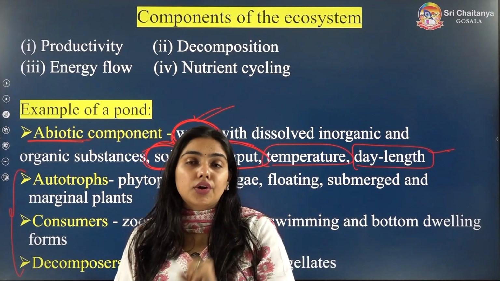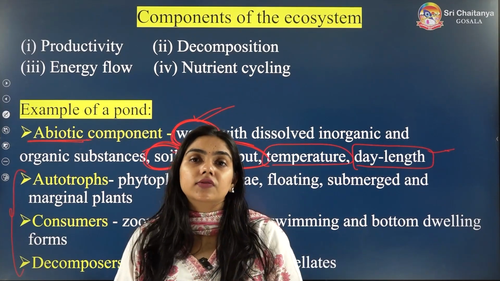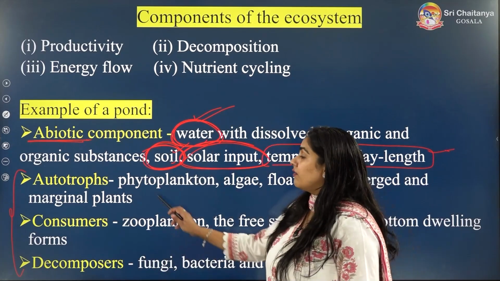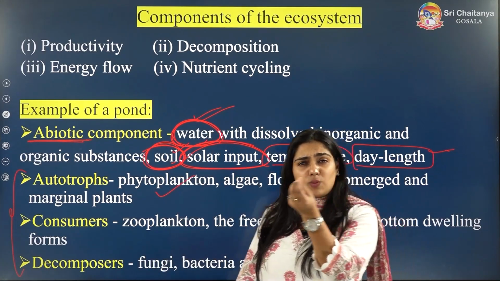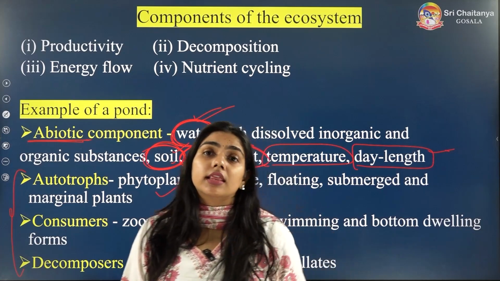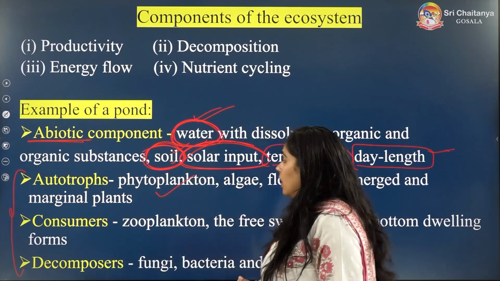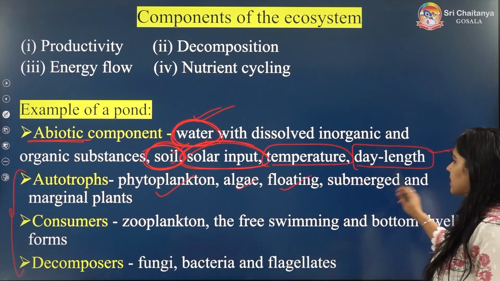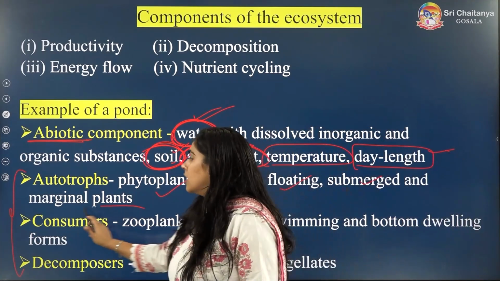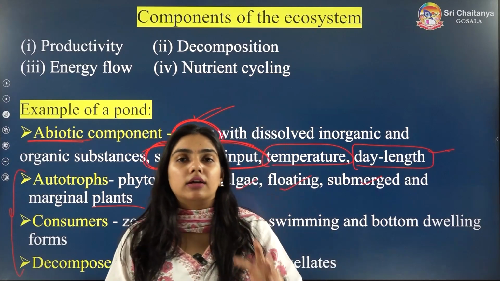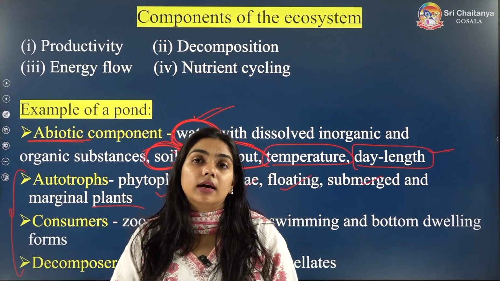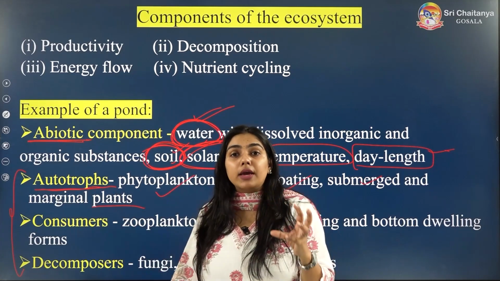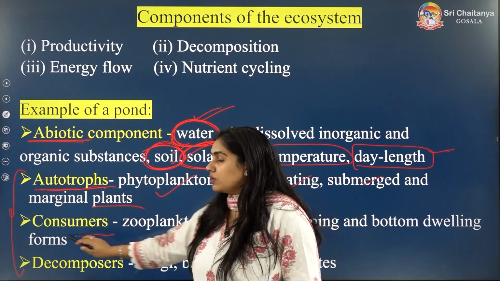If we see the biotic components, we will see autotrophs, heterotrophs or consumers, and decomposers. In a pond you will find phytoplanktons. These are small organisms making their own food; they are producers. You will find algae, which can also do photosynthesis, and floating, submerged and marginal plants. All these plants, phytoplanktons and algae are the producers, the autotrophs, the biotic component. Coming to the consumers.